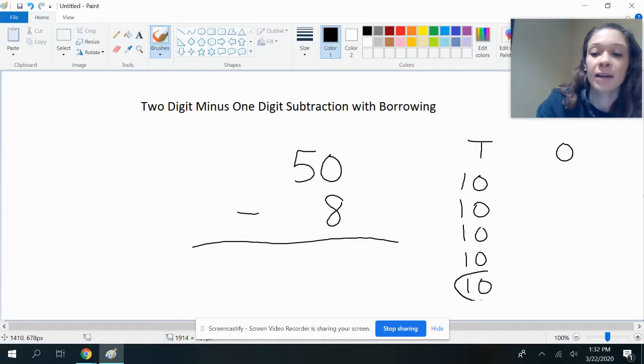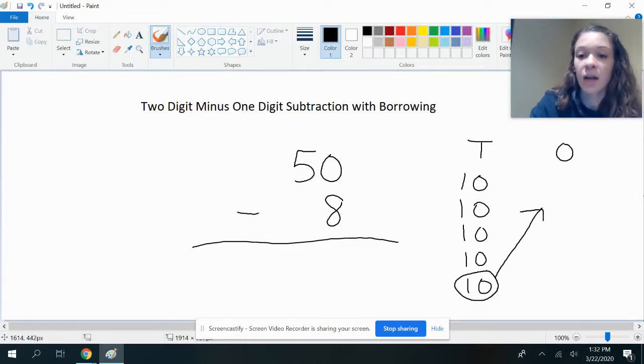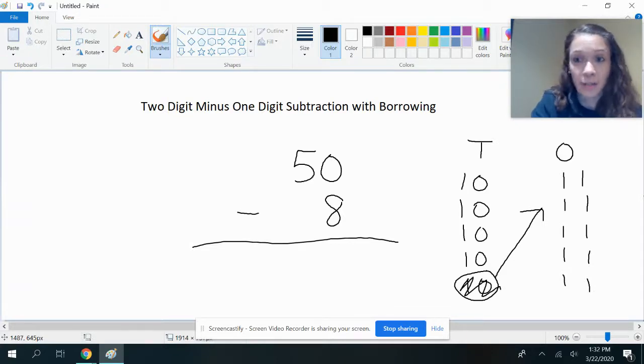So I'll circle a 10. I'll draw my arrow. And remember, I'm not just going to write the number 10, I have to turn it into ones. So I'm going to take the number 10 and I'm going to write 10 ones. 1, 2, 3, 4, 5, 6, 7, 8, 9, 10. I'm going to cross this out just because it's not there anymore. I brought it over to the ones place.